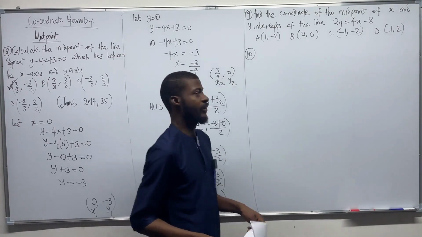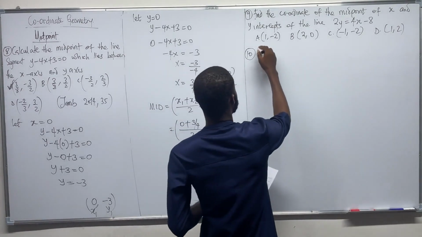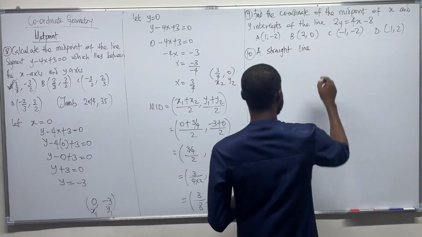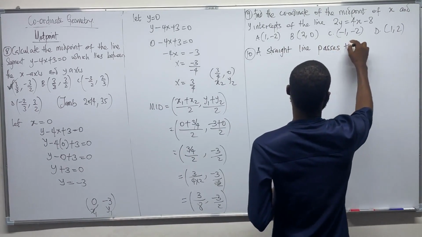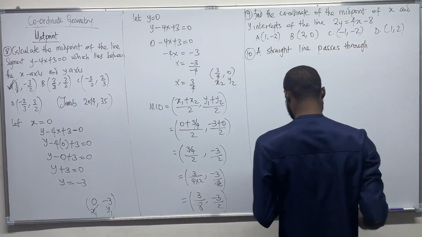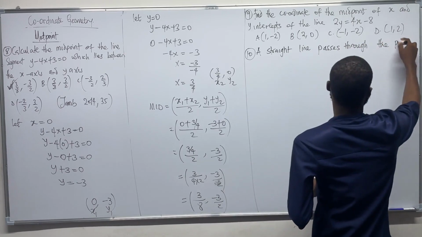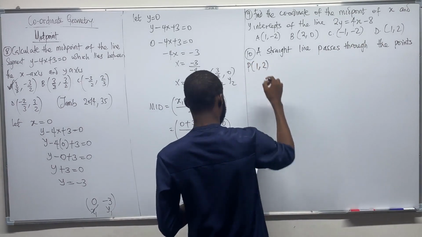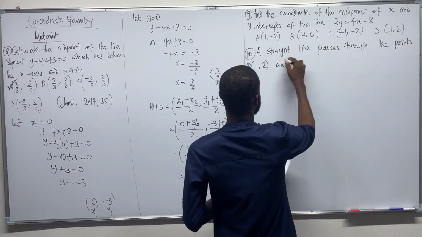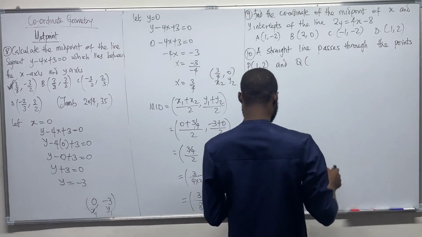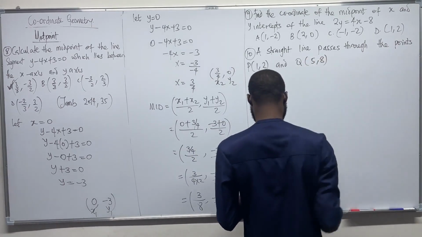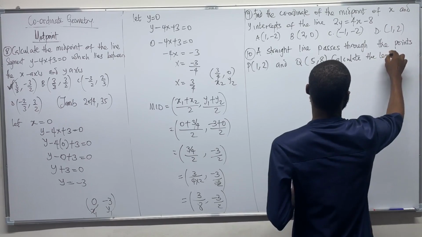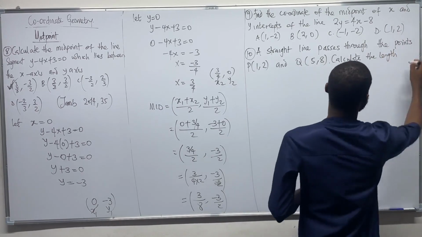So let us take a look at this very equation. Question 10. A straight line passes through the points P(1, 2) and Q(5, 8). You're asked to calculate the length PQ.